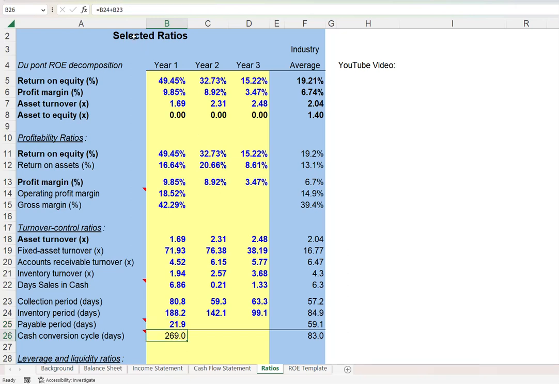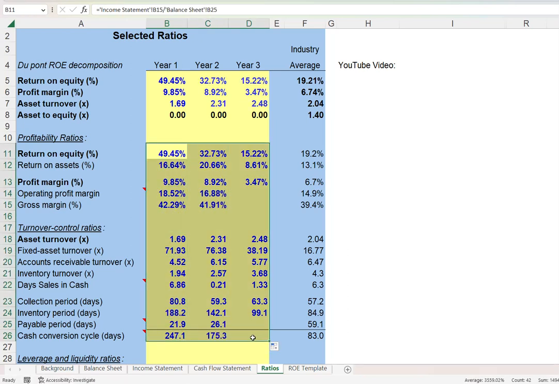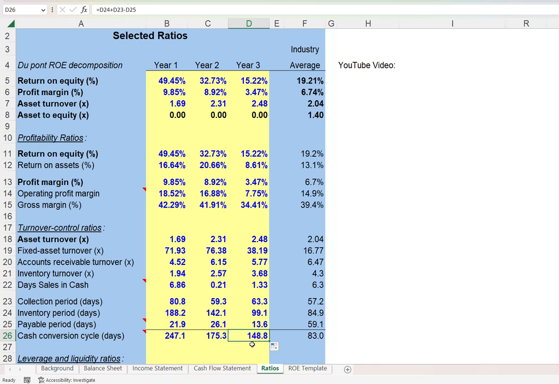So we're going to take our inventory and receivable periods in days and subtract from that our payable period, because we get to hold on to our cash for 21 more days. So it was taking us basically 247 days to convert a cash investment into sales back in year one. And we can see how that has changed by copying this entire column over. And now our cash conversion period, or the amount of days we have cash tied up, is 148 days.